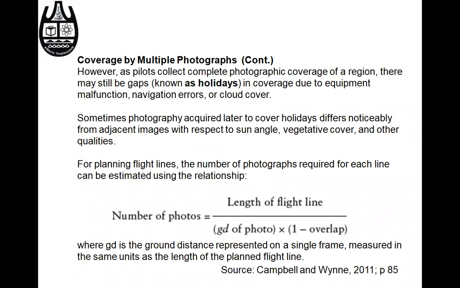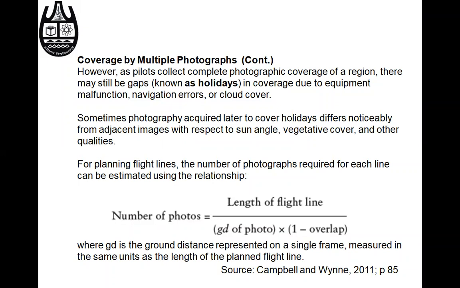However, there are many cases depending on the situation. We are trying our best, but sometimes some information may not be captured due to various types of problems. And the gap where we cannot gather the information, we call it a holiday. So holidays means the information which we cannot capture from our photographs, because the gap can happen due to faultiness of the equipment, maybe certain things are not working properly, maybe navigation errors, you choose a path and that is tilted, or maybe sometimes cloud cover. So your plane is on top of the cloud, and due to cloud, maybe you cannot see something.